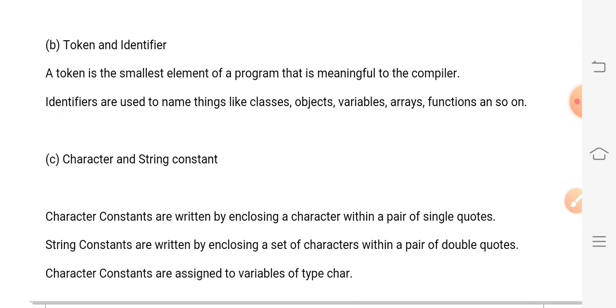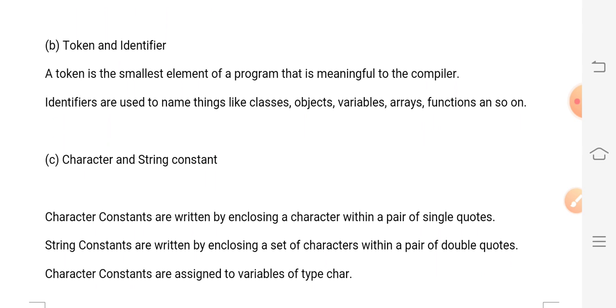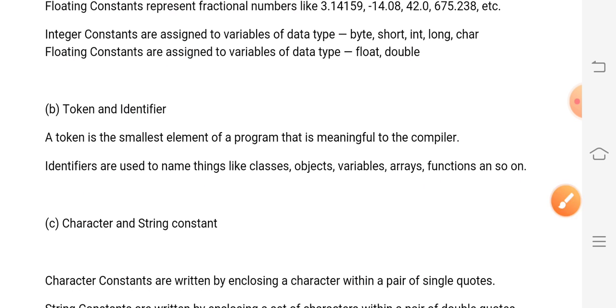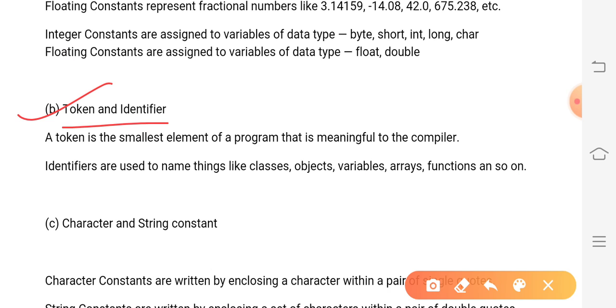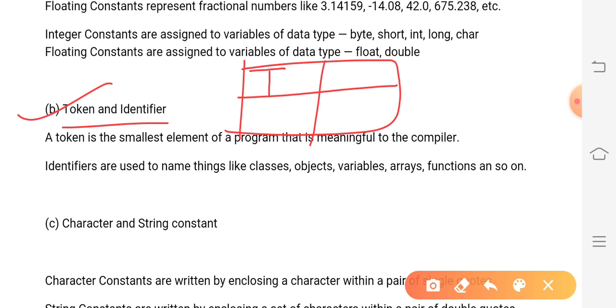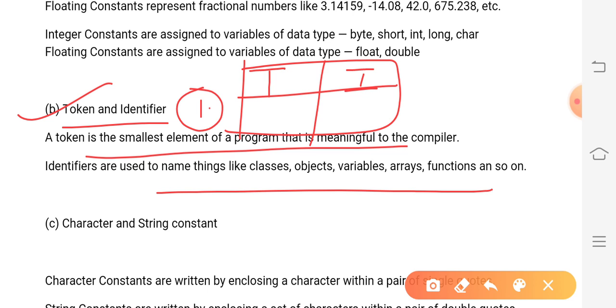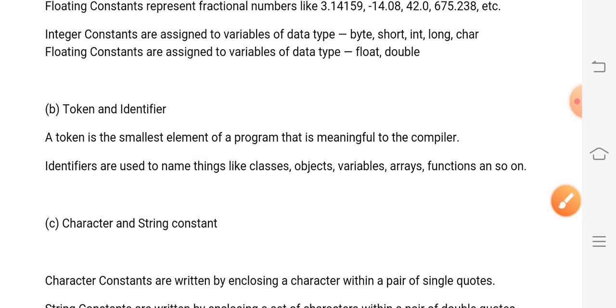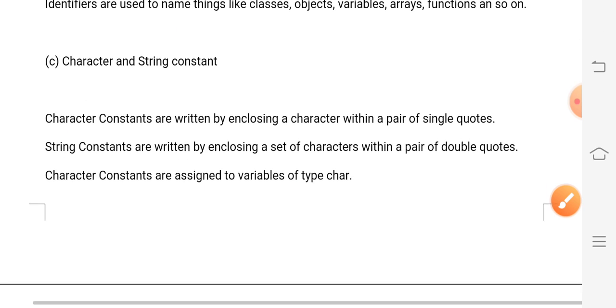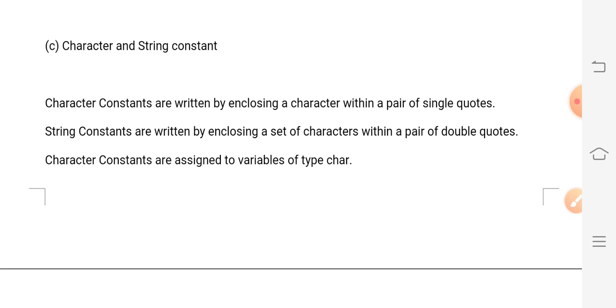Now the second part, token and identifier. Second, token and identifier, this is the B part of the same question. So here only one difference is there. Same way, on one side write token, on the other side write identifier, and only one difference is here, this and this, right.